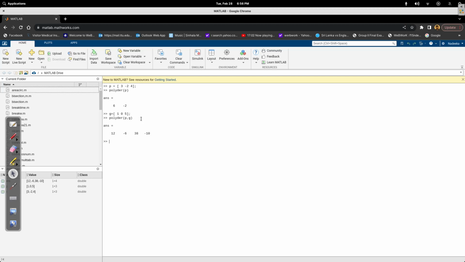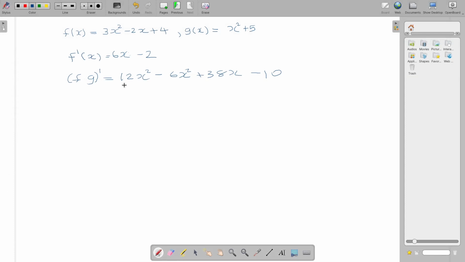I won't use the semicolon, so I can see the result. I get 12, -6, 38 and -10. Those are the coefficients of the polynomial derivative of f times g. So if you differentiate using the product rule and simplify it, you will get this. You can directly get the derivative of the product like that.